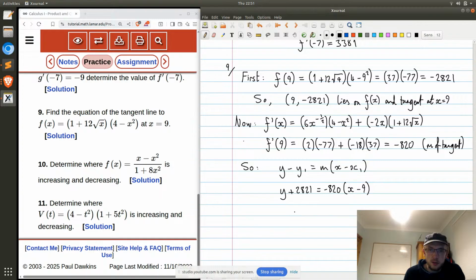And put it all onto one side. So y is equal to negative 820x. So then do 820 times 9 and take away 2,821 and we get 4,559. And let's see if that's right.